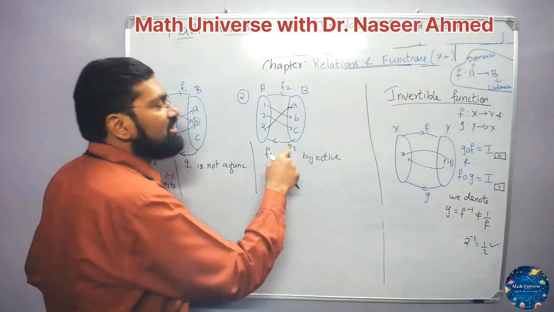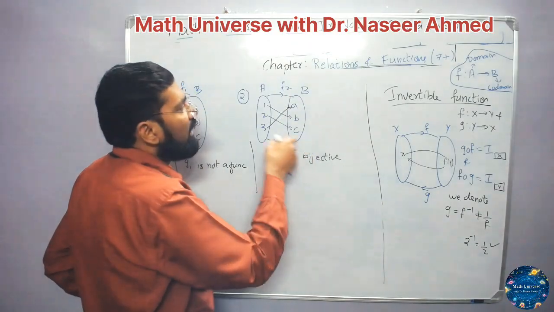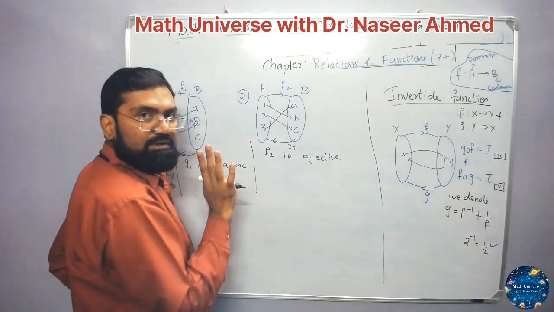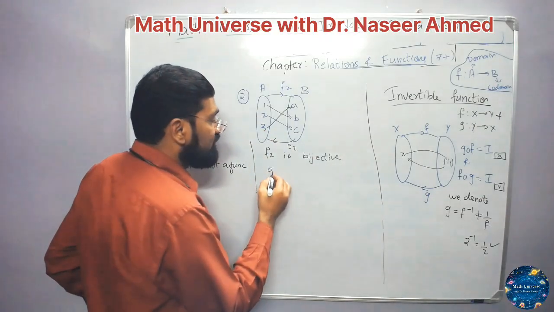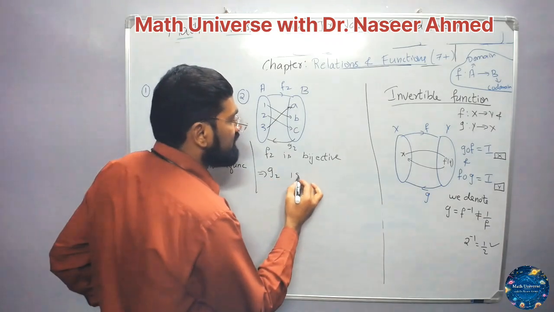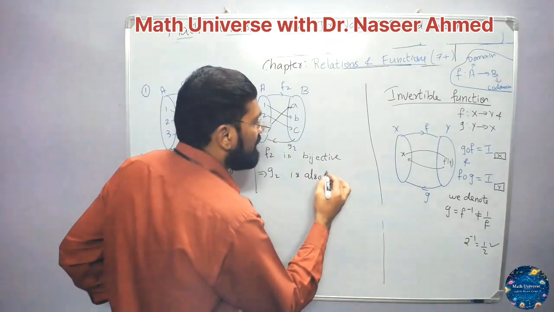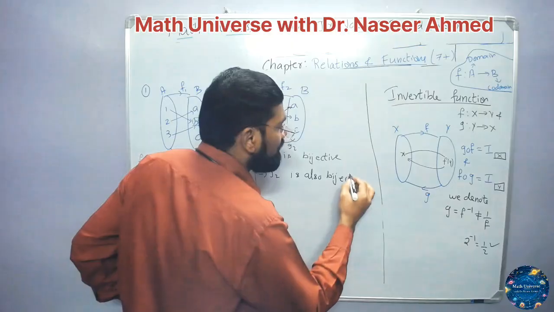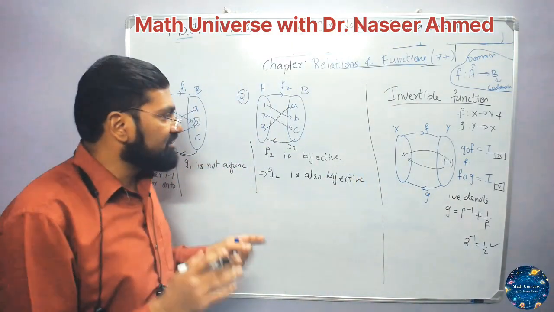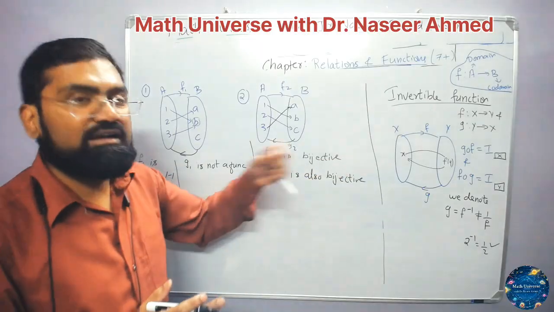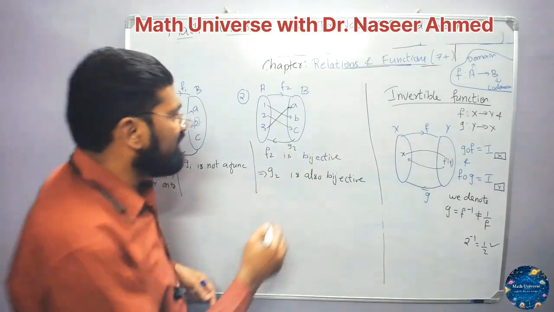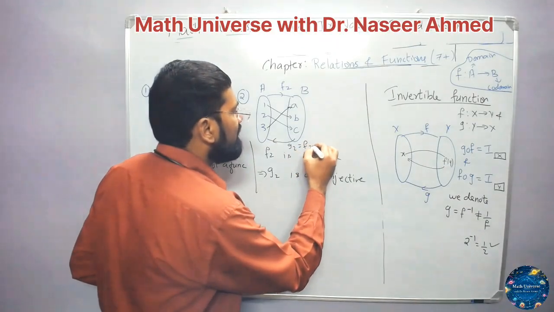For G2, B is the domain and A is the codomain, and range and codomain are the same here. So I can say that whenever F2 is bijective, this also implies that G2 is bijective. Whenever a function is invertible, this G2 is now the inverse of F2.